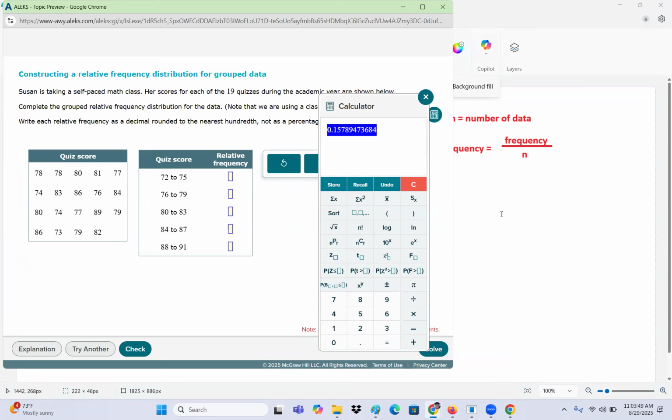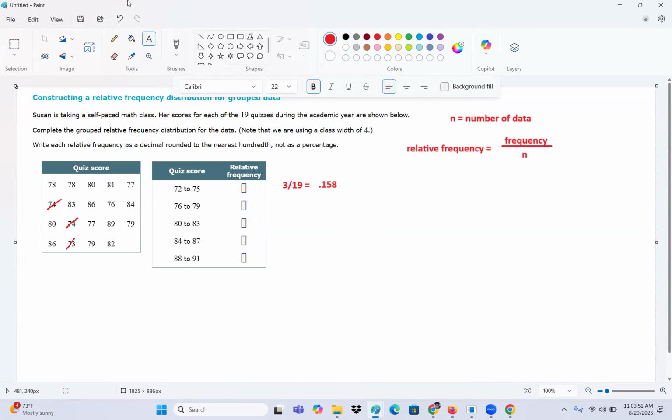For the second part, you can find the number of data between 76 and 79. You got 1, 2, 3. We do count 79, so 4, 5, 6, 7. Yeah, that's pretty much it. So we got 7 out of 19.